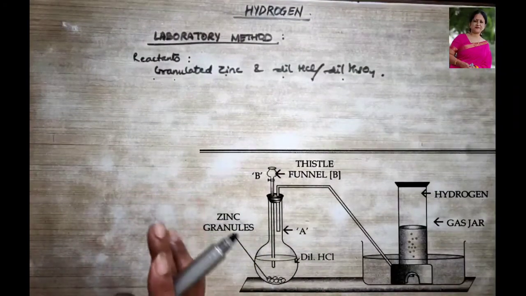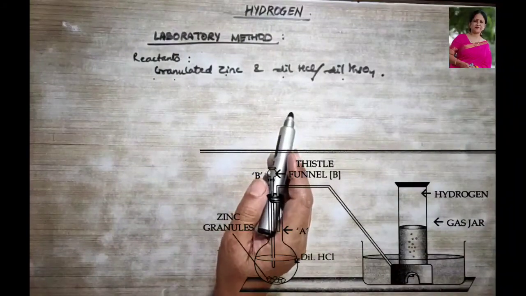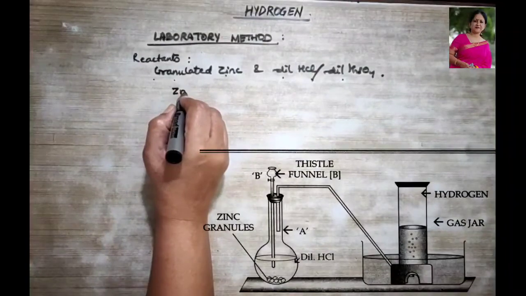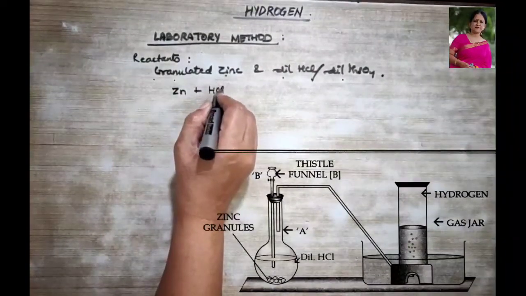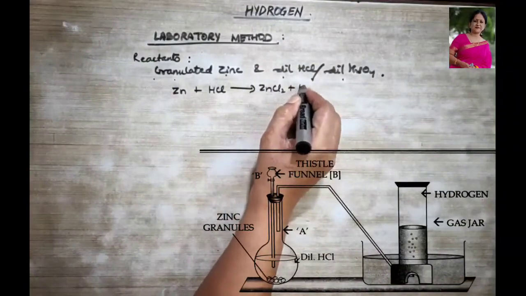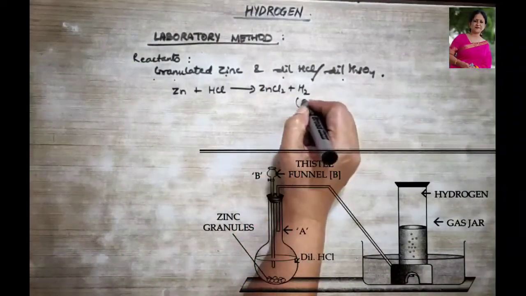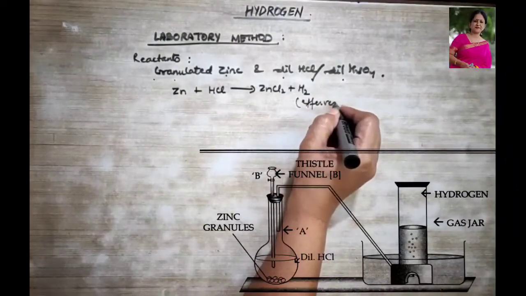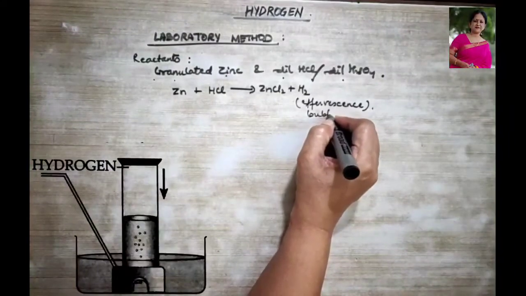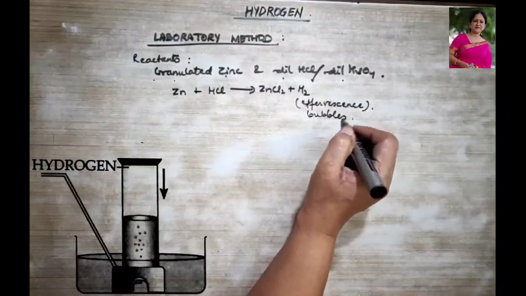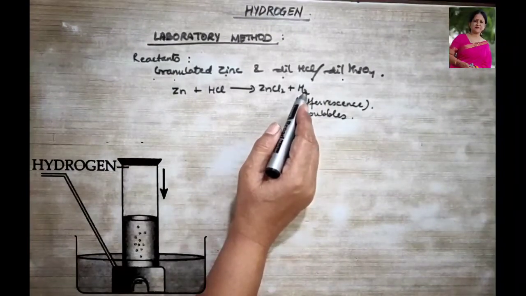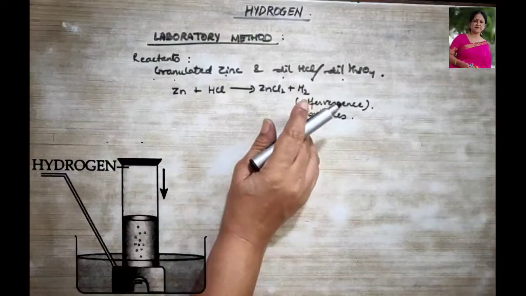Now, when we pour this dilute HCl through the thistle funnel, what will happen? The zinc will combine with the dilute acid to form zinc chloride, and some effervescence is formed over here. Okay, what did I say? Some effervescence or bubbles were seen. This is the observation. And what can we say? What were those bubbles? They were the hydrogen gas.